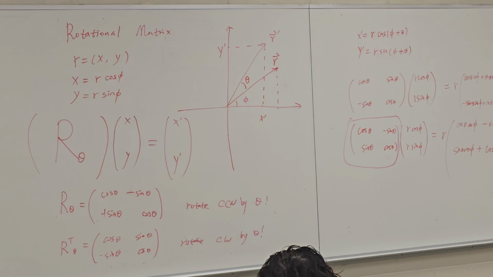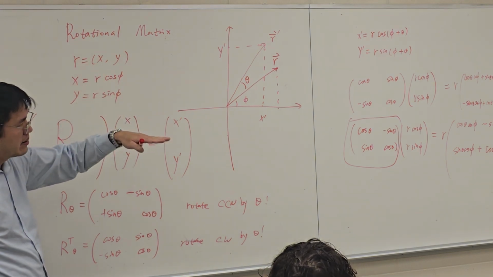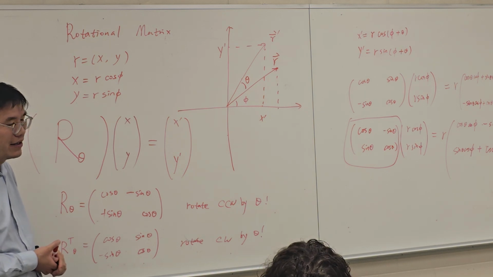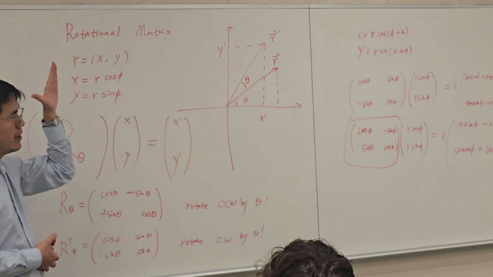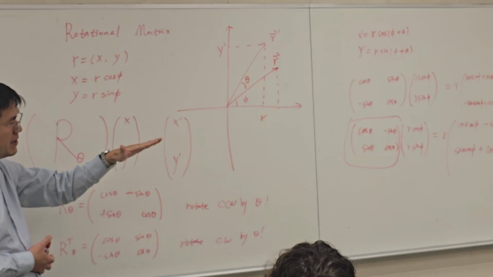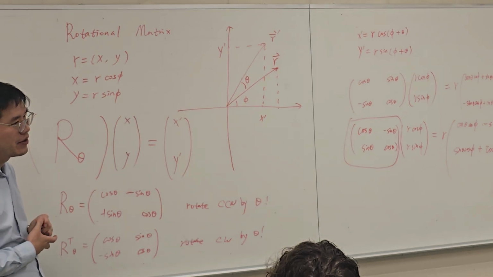Okay, another thing. If you do two rotations, first you rotate this way, and then you rotate this way, what are you going to get? You started from R, you rotate this way, and then you rotate in the other direction, the same angle. You're back where you started. You're back to what your R is, right?